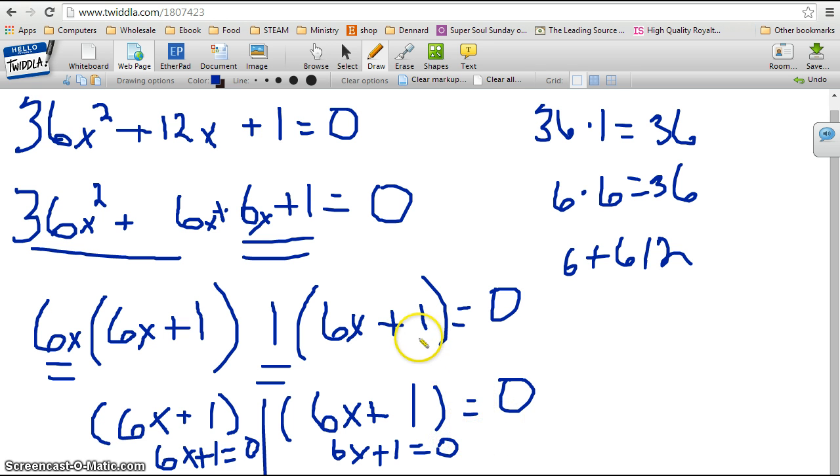All right, this is what we're going to be going over right after your test next week. So make sure you understand this. This is the process for finding the answer to a quadratic when the coefficient is greater than 1.